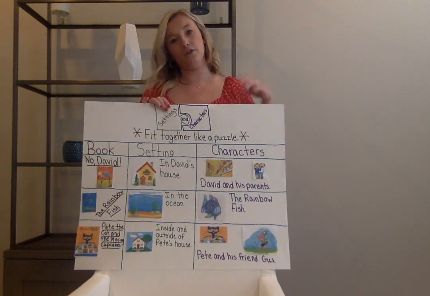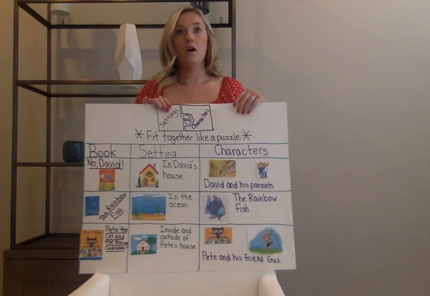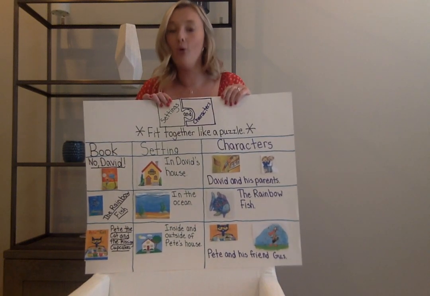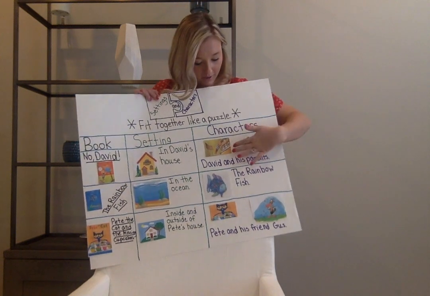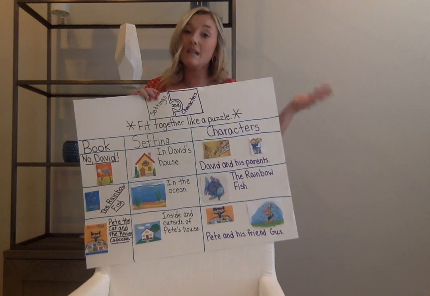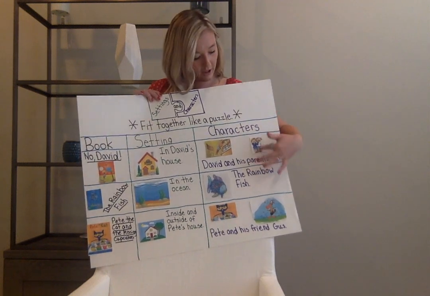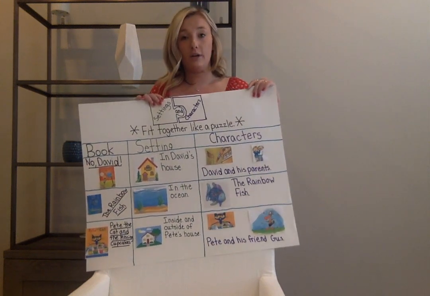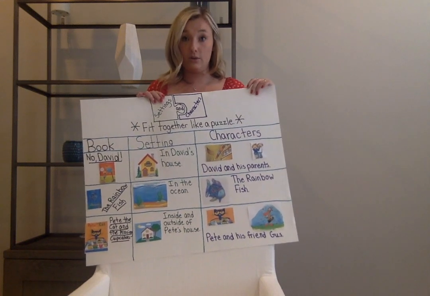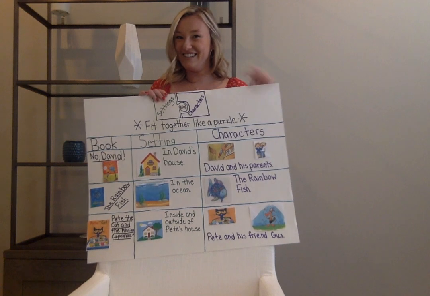Now the characters for No David. Well, I get a hint in the title. The title is called No David. So I know one of the characters is David. And remember, his parents were always telling him to stop, David, don't do that. So his parents were another character in the story. And boys and girls, there can be more than one character in the story. Please remember that for our skill today.